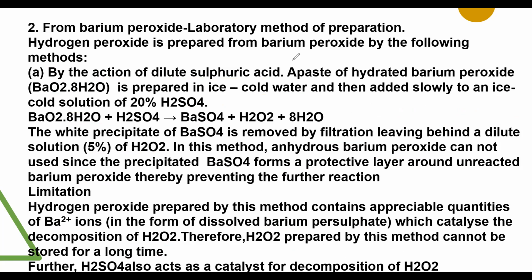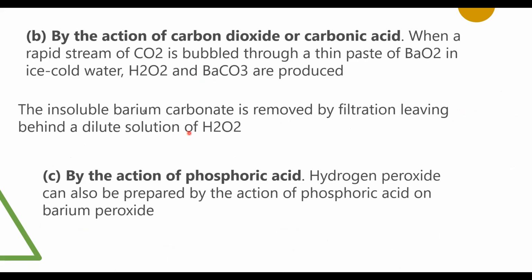Let us go now to the second preparation: by the action of carbon dioxide on barium peroxide. When a stream of carbon dioxide is bubbled into a thin paste of barium peroxide in ice cold water, hydrogen peroxide and barium carbonate are produced, and the barium carbonate is a precipitate. The insoluble barium carbonate is removed by filtration, leaving behind a dilute solution of hydrogen peroxide. Let us see the equation.